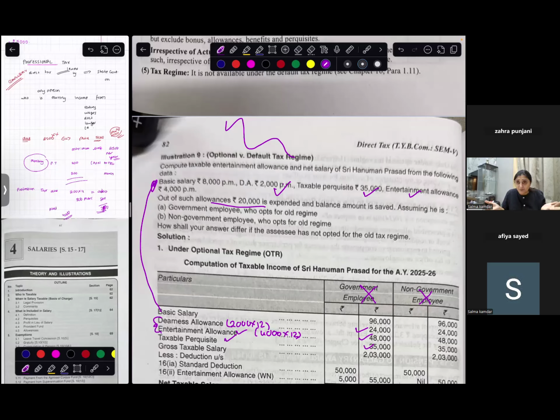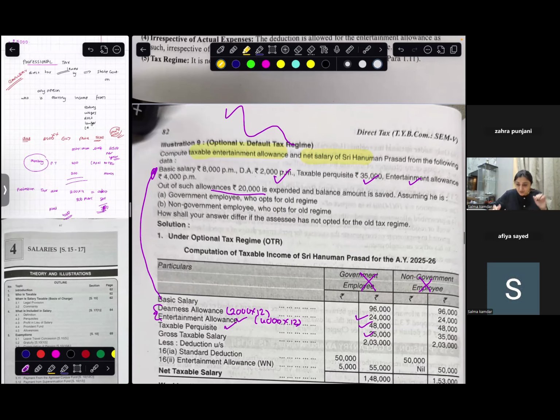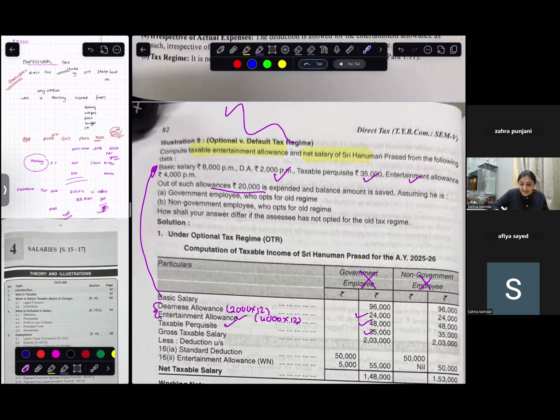So what do I do? I'm not taking care of an employee's expenses and income. I want to see how much amount is chargeable to tax. Are you with me? Okay, fine. So they are asking me to compute the taxable entertainment allowance and his net salary. So basically, I want to compute net salary chargeable to tax. So my first question is calculate all this assuming that he is a government employee and is opting for old regime.